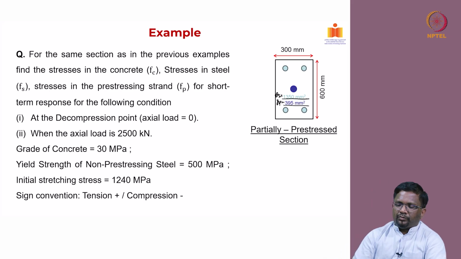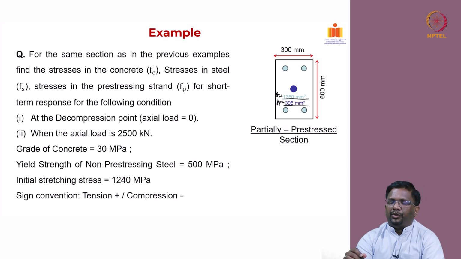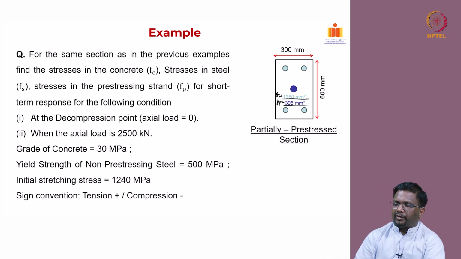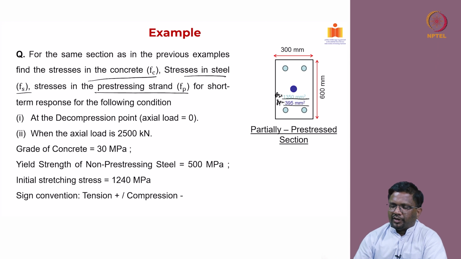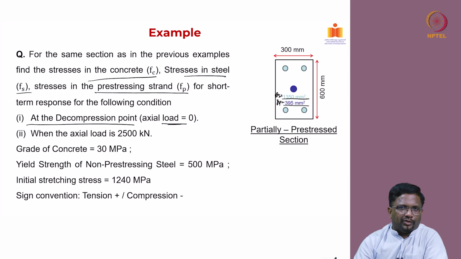Okay. Now, let us see how to use this equation to quickly do some calculations. What are the things that we are going to do? We want to calculate the stresses in all the materials: stresses in the concrete, stresses in the steel, stresses in the prestressing steel at different strain conditions. That means a decompression point, when the axial load is 0, that is a decompression condition, and when the axial load is 2500 kilonewton, and the grade of concrete is 30 megapascal, and yield strength is 500 megapascal, all this we have already given.